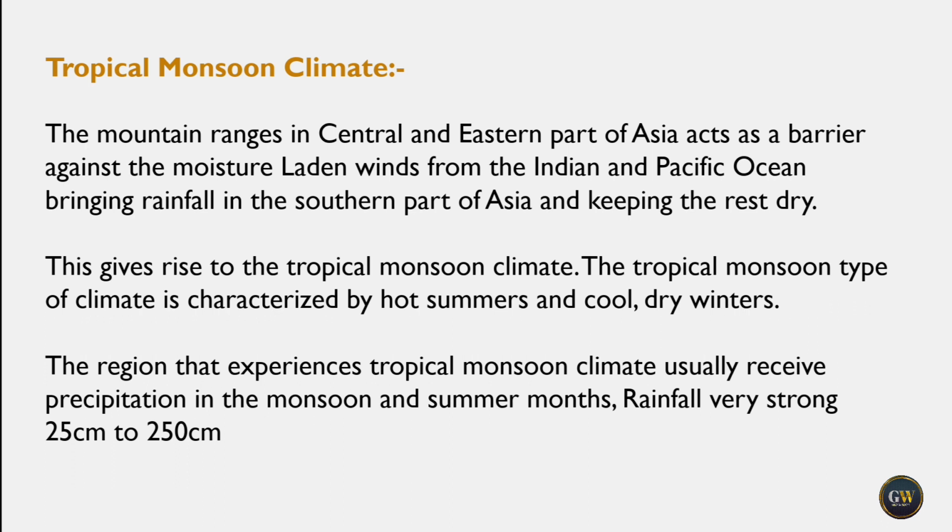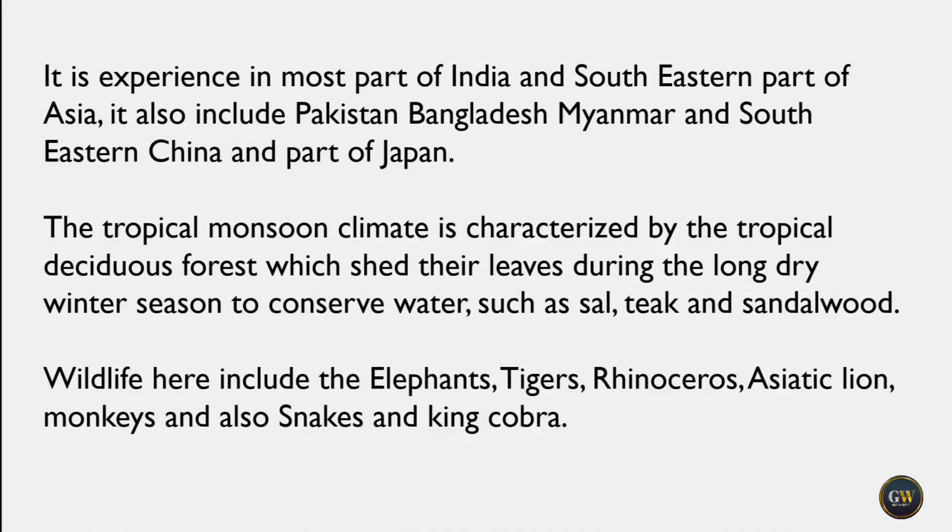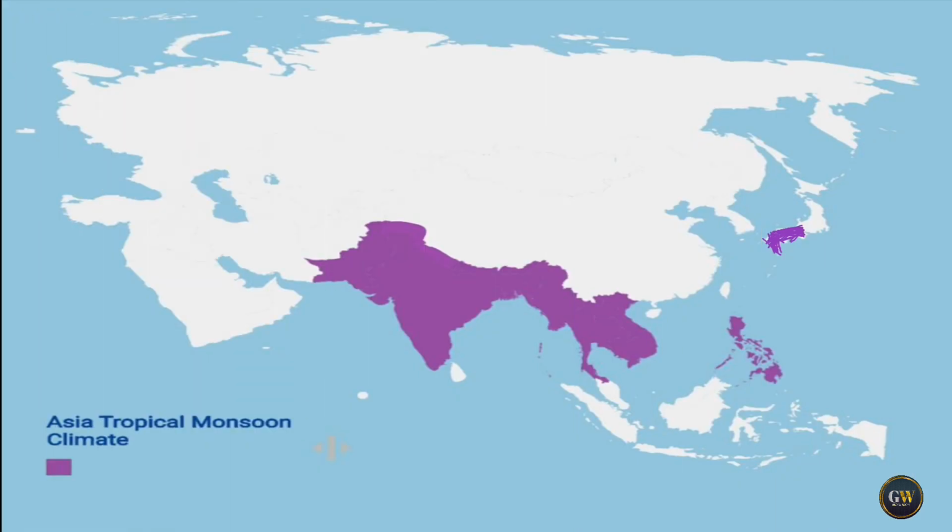Now we have another climate type, that is the tropical monsoon climate, and India is also a country of tropical monsoon climate type. So let's explore what are some other regions of this climate. The southeastern part of Asia also includes Pakistan, Bangladesh, Myanmar and southeastern China and part of Japan. So here you can see this is our India and this is Pakistan, Bangladesh, Myanmar and Philippines and part of Japan. So these all are the countries of tropical monsoon climate type.